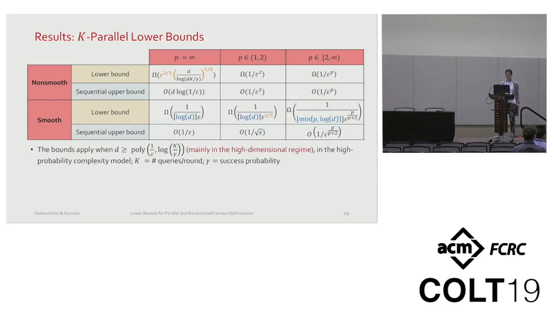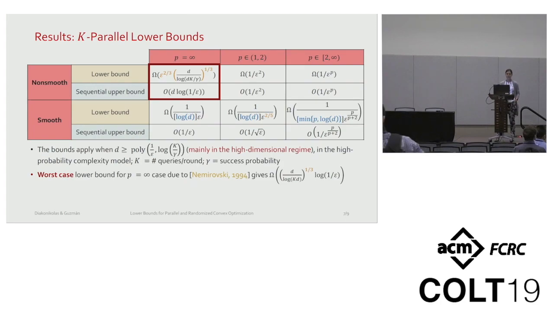So here is a table summarizing the results. All the results except for the top left entry are for the high dimensional regime. So the first result, for the L infinity, is the one that is the loosest. In fact, this result only existed for the weaker worst case complexity model, and it's due to Nemirovsky since the 1990s. It has not been improved since then. It's not also improved by our work.